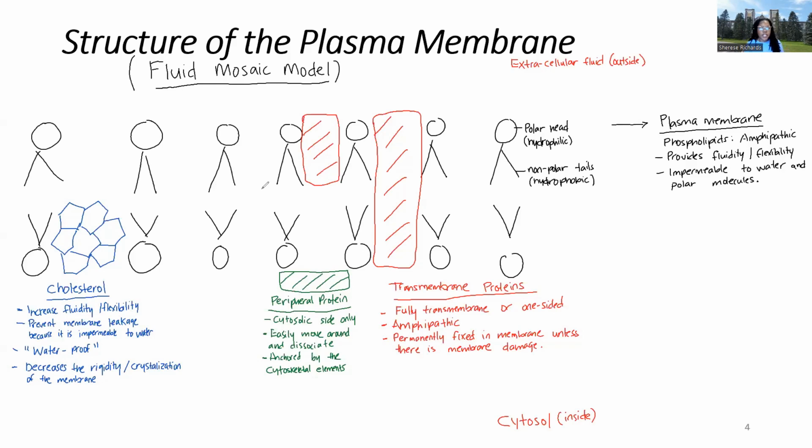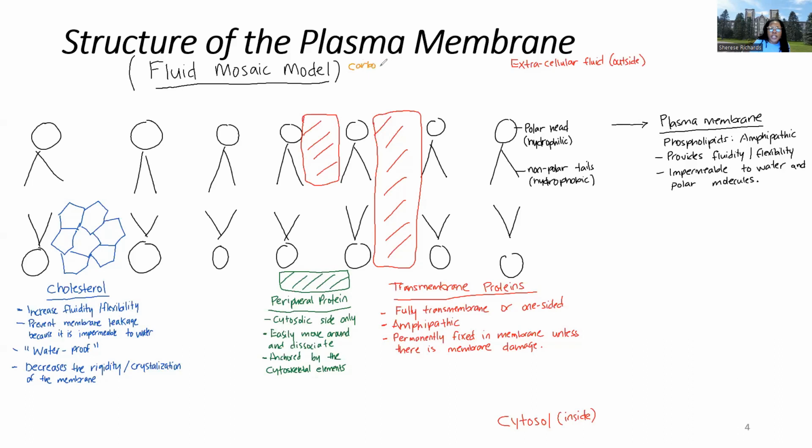Let's look at some of the other things we have going on. So we've got carbohydrates, and carbohydrates can be two different forms. These can be glycoproteins or glycolipids, depending on which of the membrane structures they are anchored to. So let's talk about our carbohydrates.